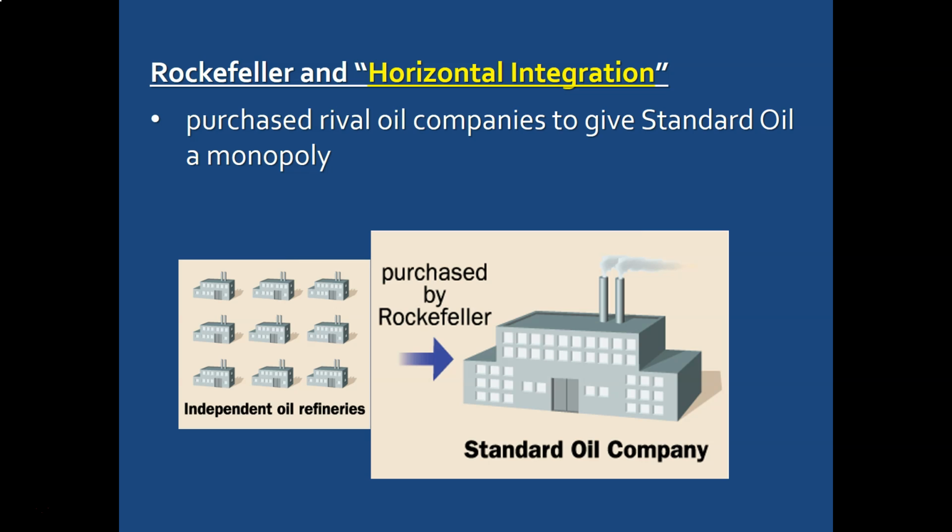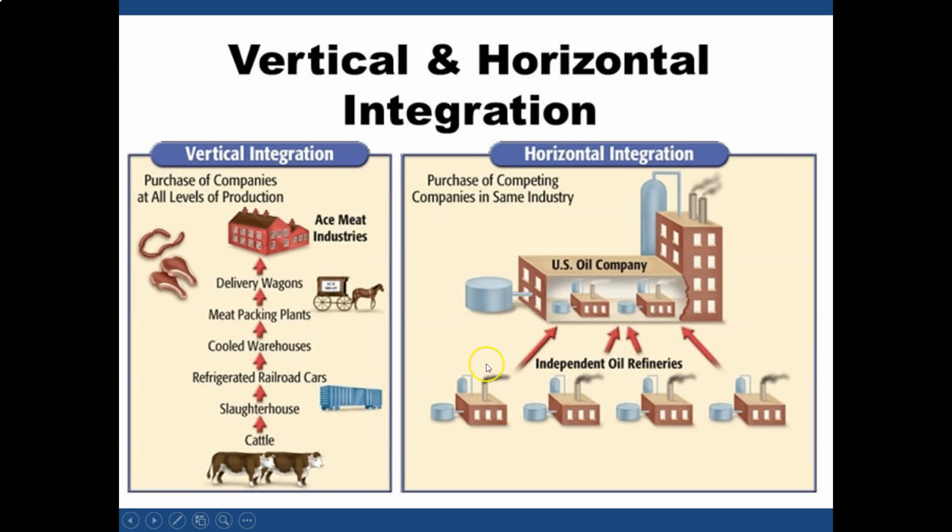The second model is the one Rockefeller preferred, and it's called horizontal integration. Horizontal integration is where you buy up rival companies in your industry to the point where you have basically all the companies, or at least enough of the companies to have a basic monopoly on that industry. So Rockefeller would buy up smaller oil refineries and turn them into one big one called Standard Oil. Standard Oil was his famous oil company. As a quick review, with vertical integration, you're buying basically all levels of production, so you're maximizing your profits. And with horizontal, you're simply buying up things in the same industry to form one big company.